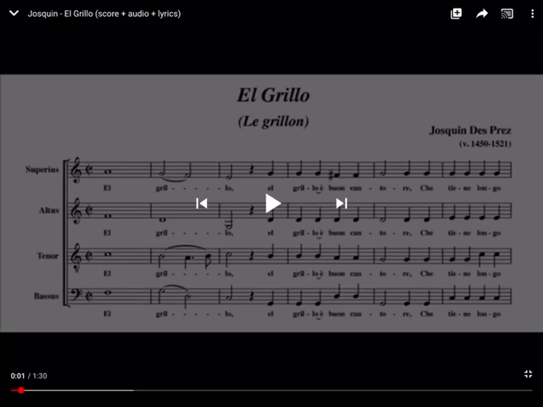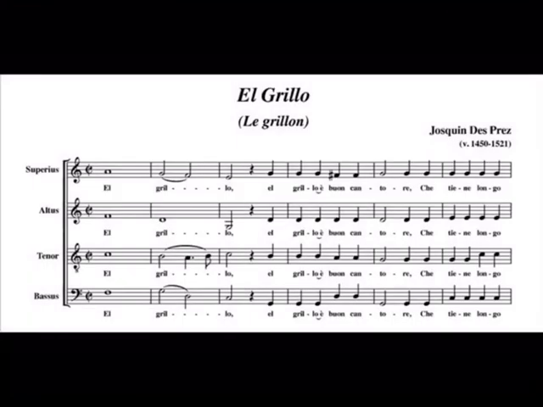Here's the notation. I'm putting this up just to visually see what we're listening to. So soprano, alto, tenor, bass. We're listening to music in 4 parts. This is polyphonic. But you'll notice that, see how the notes tend to stack up, and the words that are being sung are the same by each of the singers.